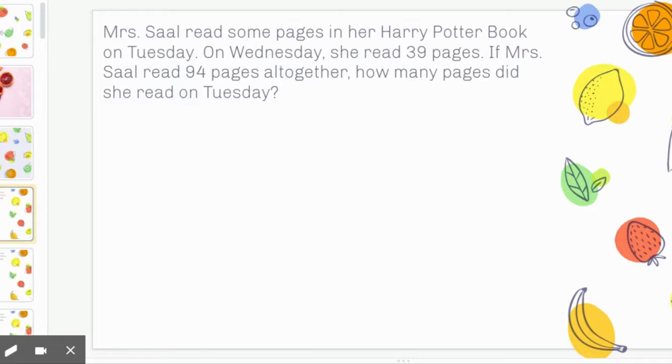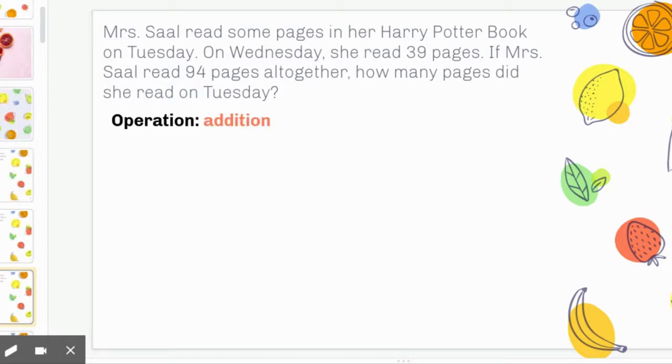You might be thinking this is a pretty simple problem, something that I can solve on paper, and I probably would have been able to figure this out in third grade. But this time, we're actually just going to write an equation that represents this problem. So we're going to start by deciding what operation we're going to use. And in this case, we're actually going to use addition.